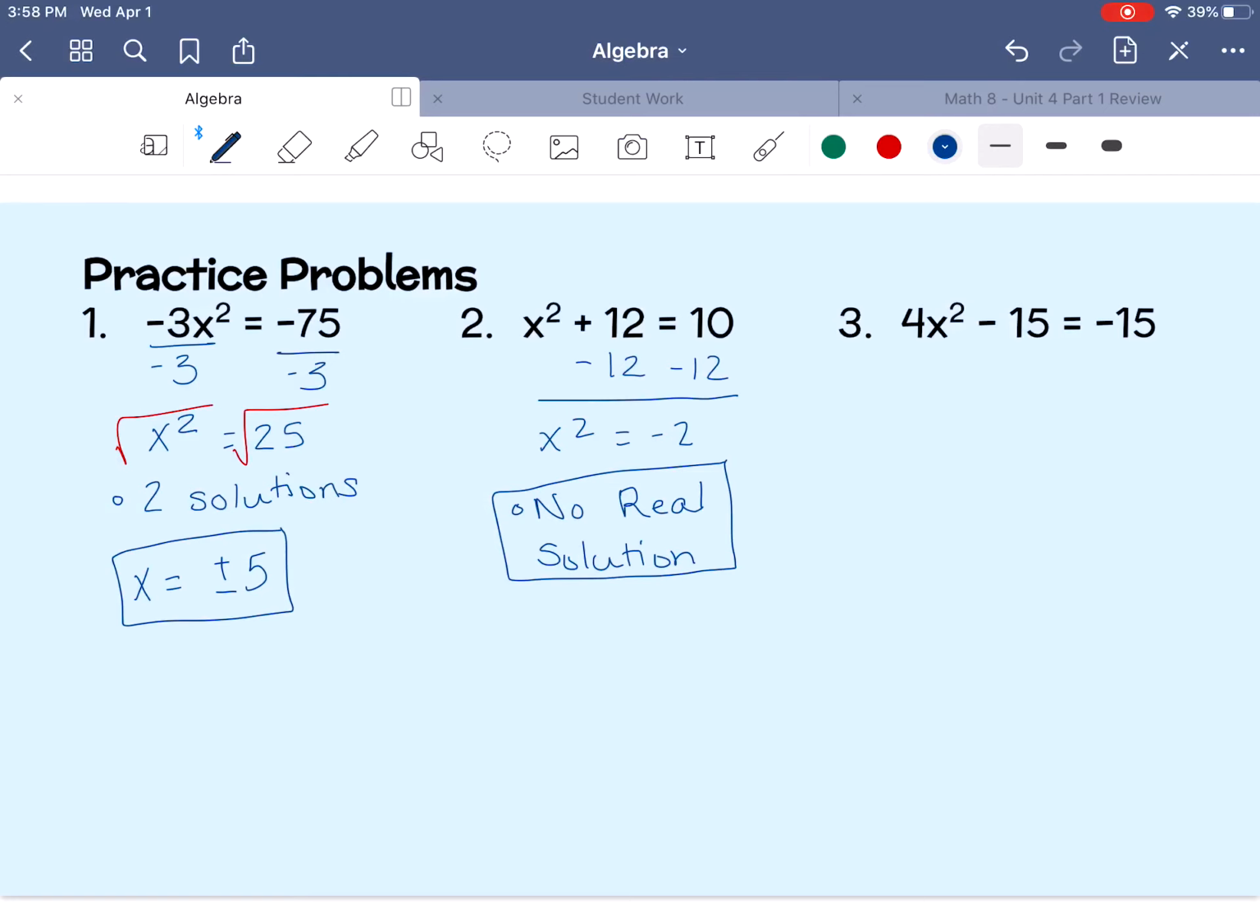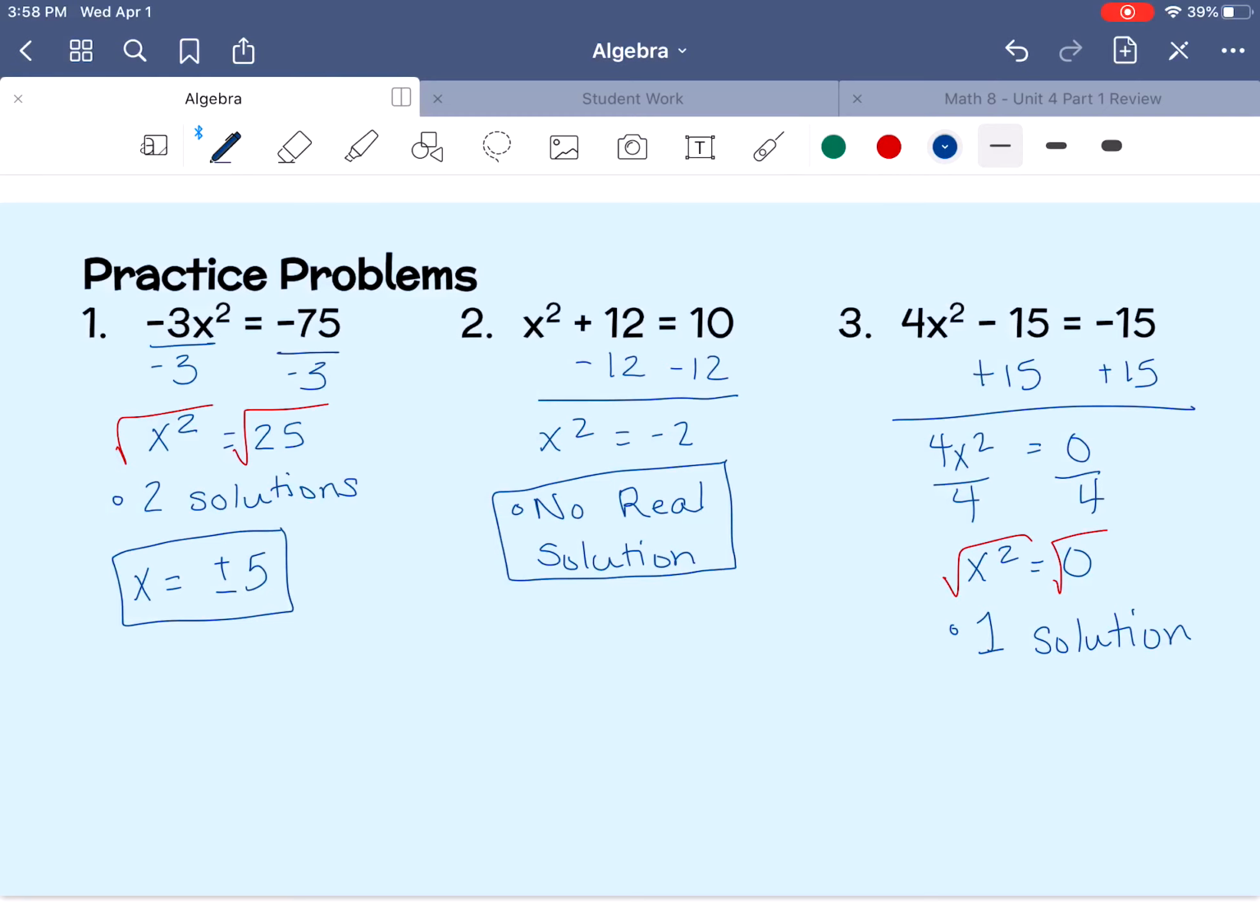Okay. And on number 3, I need to move the 15 first by adding 15 to both sides. And then I need to get that x squared by itself. So our d value is 0, which means there's one solution, and our solution is x equals 0. Okay.